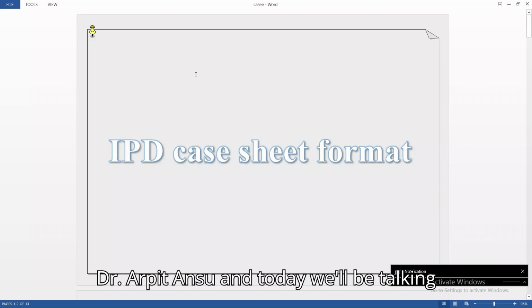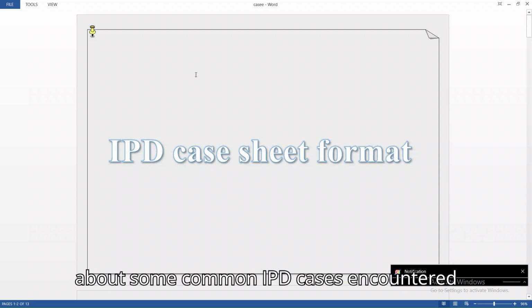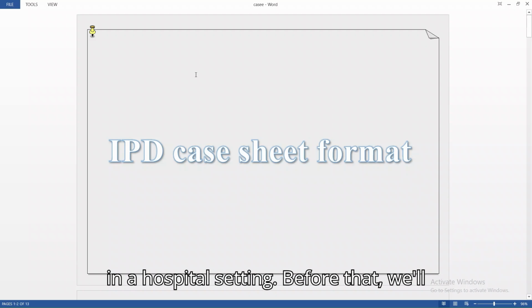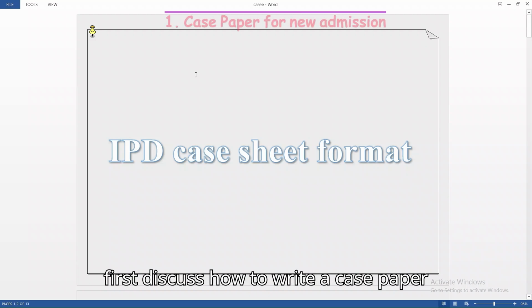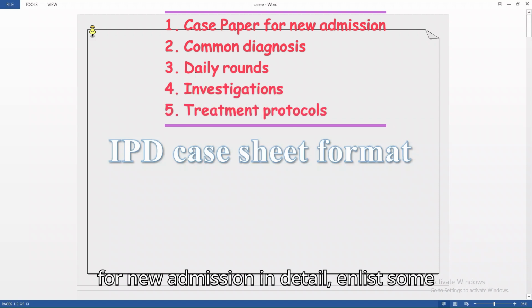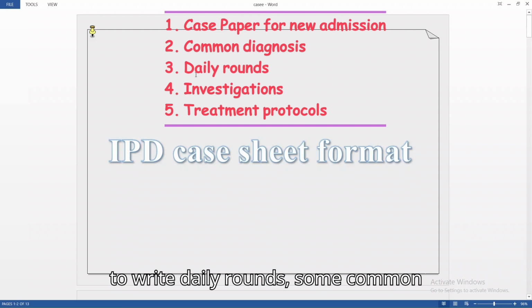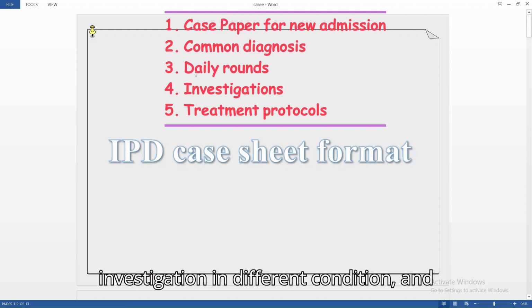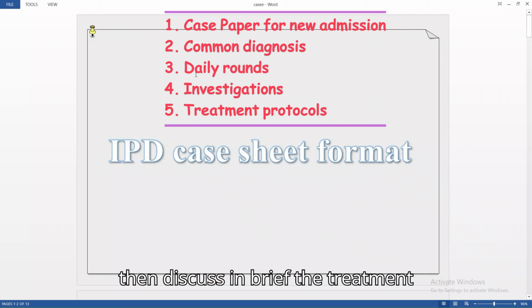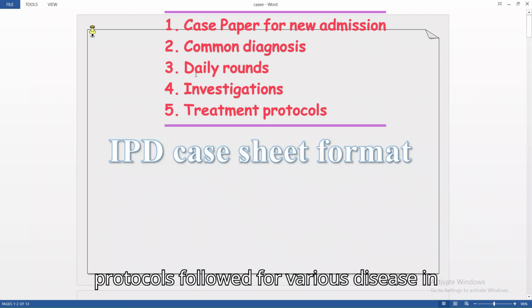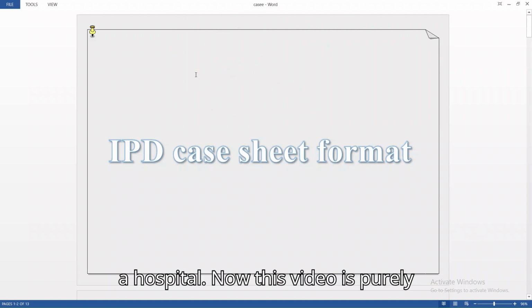Dr. Arpitansu, and today we'll be talking about some common IPD cases encountered in a hospital setting. Before that, we'll first discuss how to write a case paper for new admission in detail, enlist some common diseases in a hospital setting, how to write daily rounds, some common investigations in different conditions, and then discuss in brief the treatment protocols followed for various diseases in a hospital.